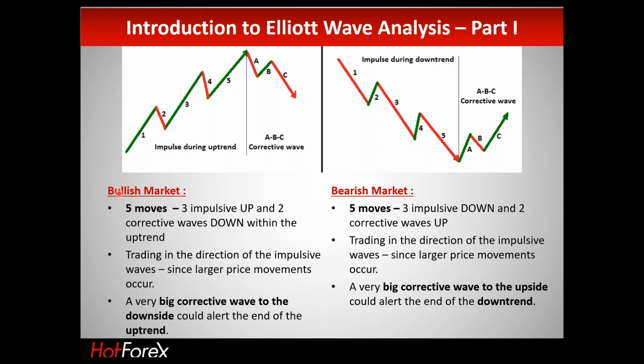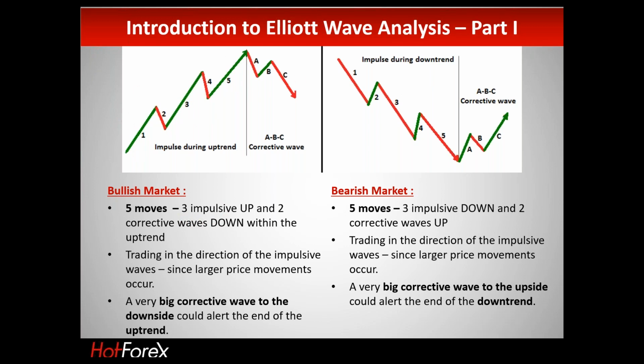So in a bullish market, how can you identify an Elliott wave principle? In a bullish market, the impulse move comprises 5 moves that in sum take the market higher, right? Overall, you can see that the price goes higher and higher and higher. So we have these 5 moves, which, if we take a closer look, are 3 impulsive ones to the upside and 2 corrective ones to the downside within an overall uptrend.